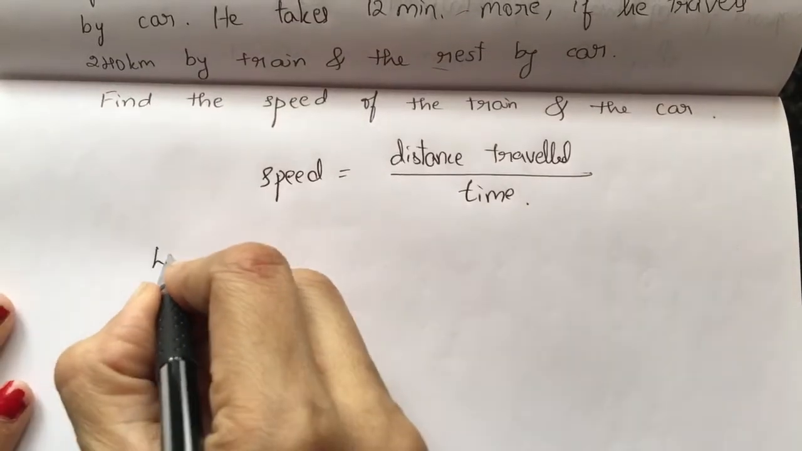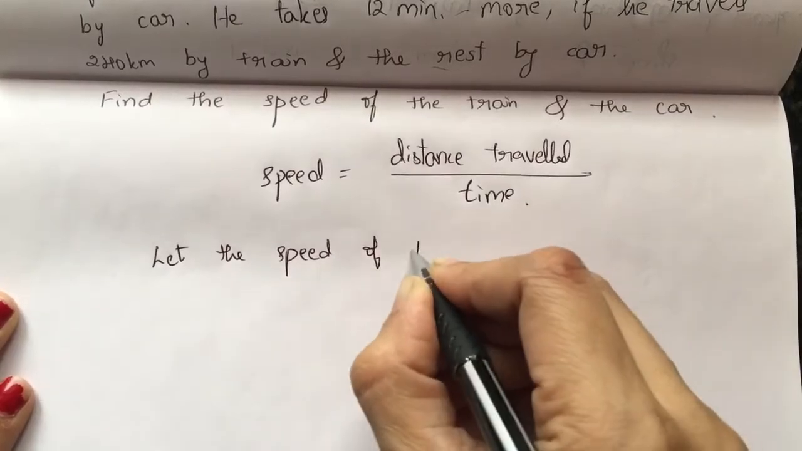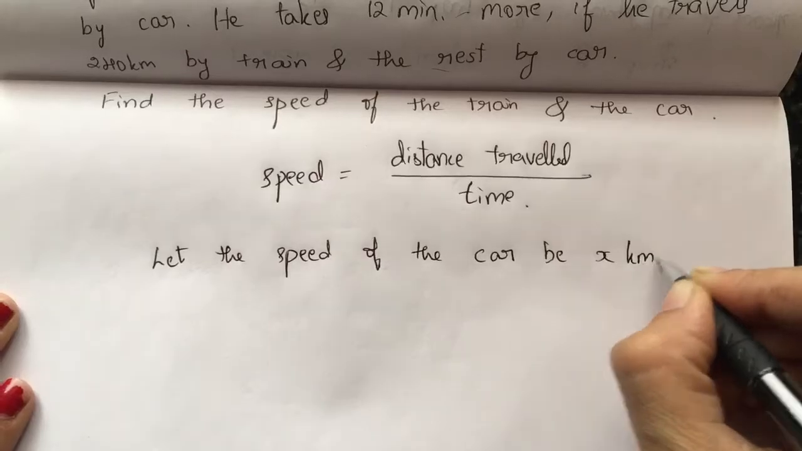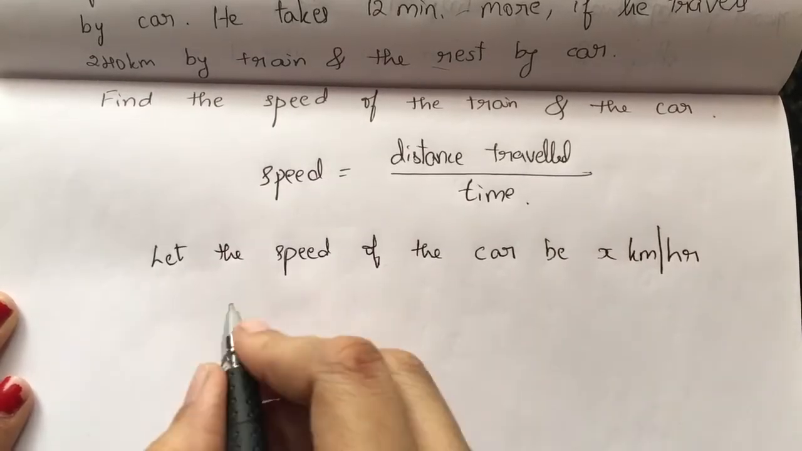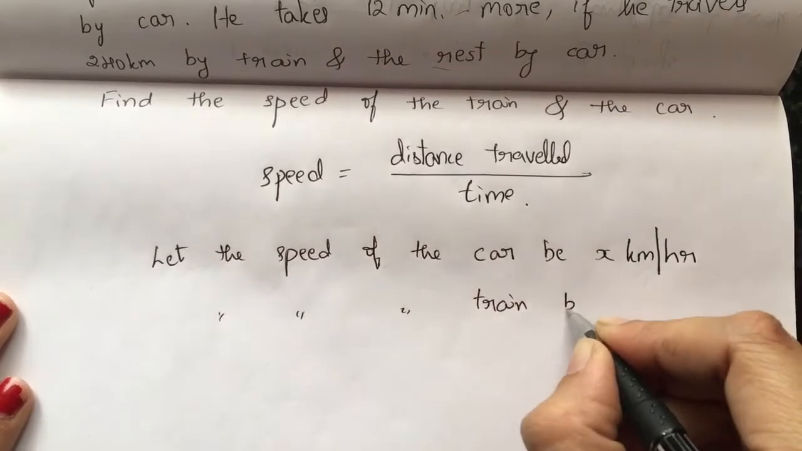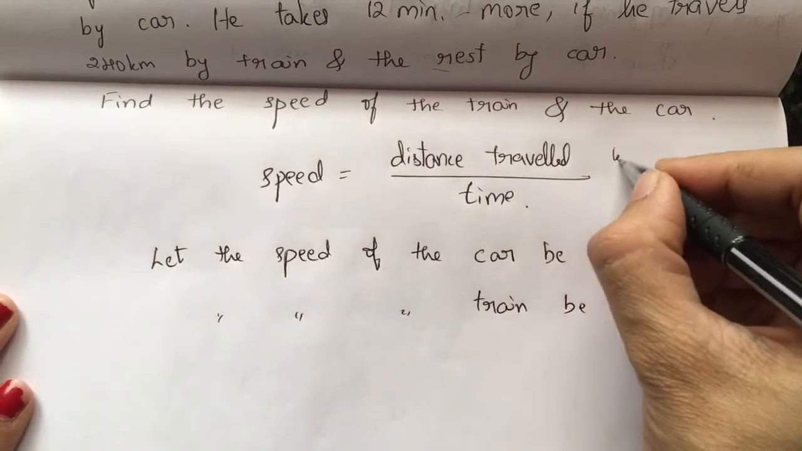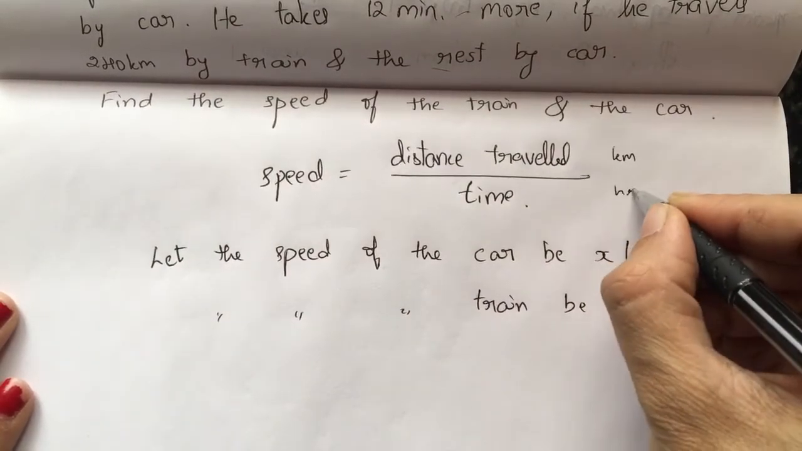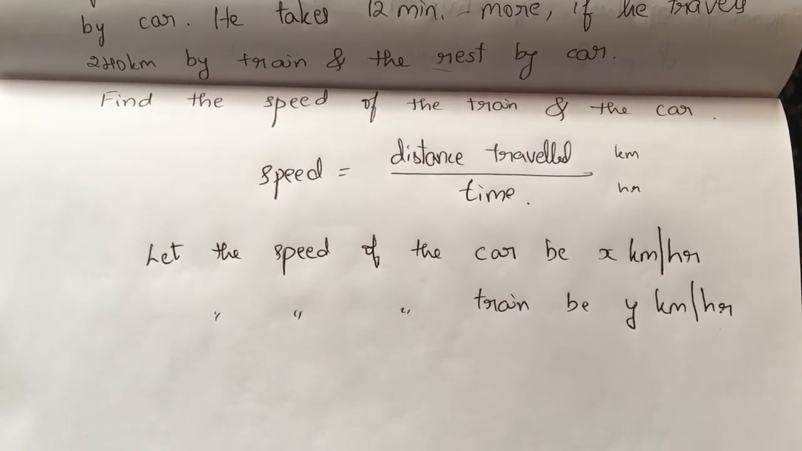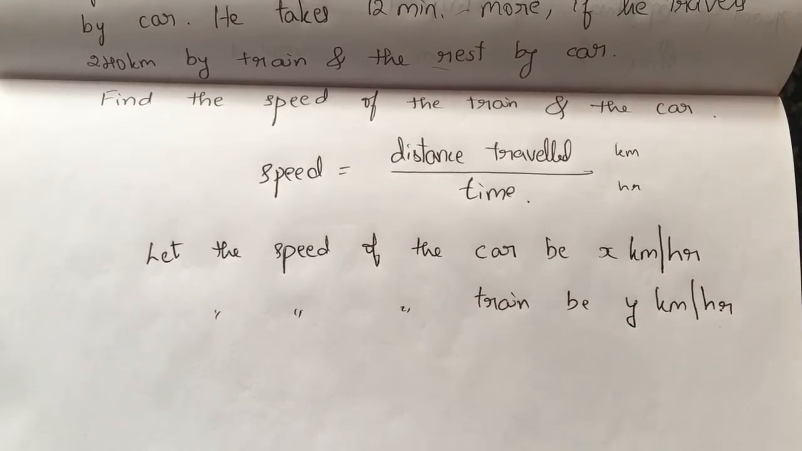Right. So now I have to assign the variable for the speed of the train and the car. Let the speed of the car be x kilometer per hour and that of the train be y kilometer per hour. Right, distance has the unit kilometer and time has the unit hour. So speed of the car be x kilometer per hour and train be y kilometer per hour.